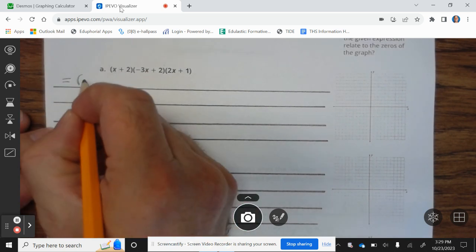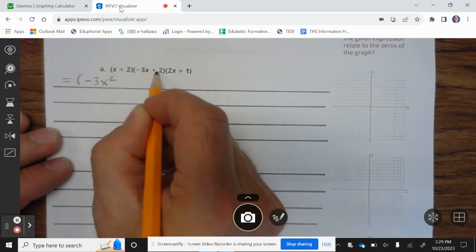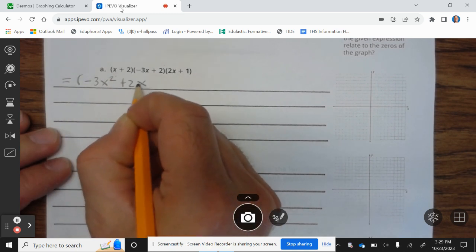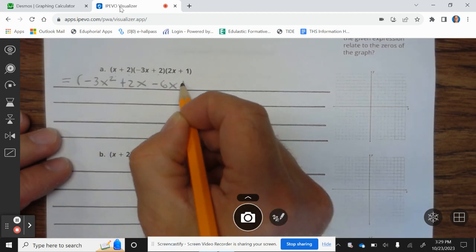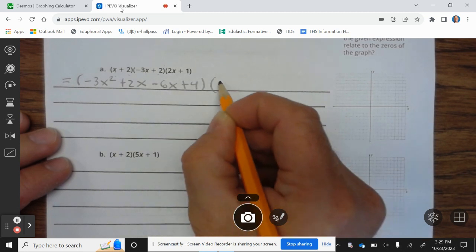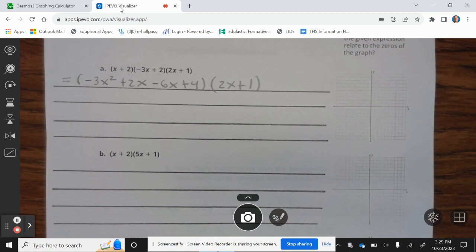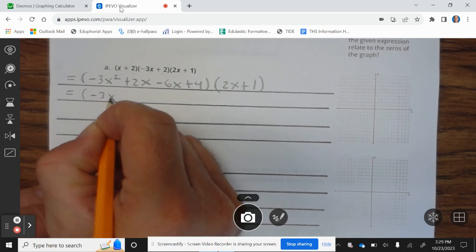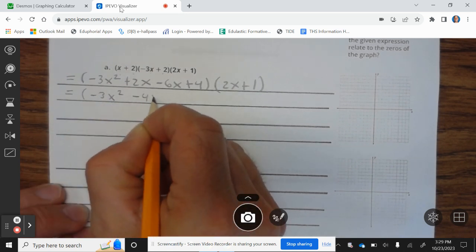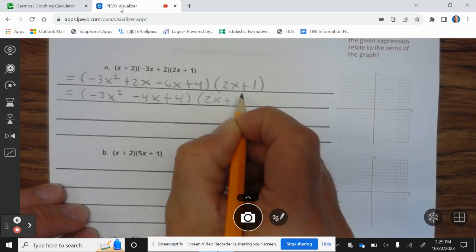X times negative 3x is negative 3x squared. X times 2 is plus 2x. 2 times negative 3x is negative 6x. 2 times 2 is plus 4, times 2x plus 1. Okay, now let's simplify this. That becomes negative 3x squared minus 4x plus 4, times 2x plus 1.